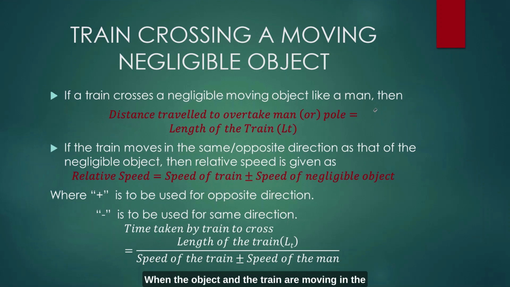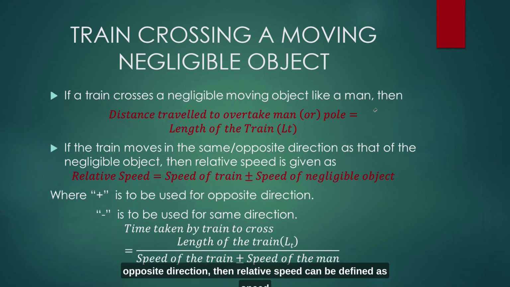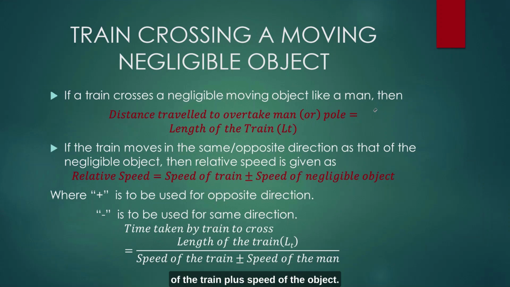When the object and the train are moving in the same direction, then the relative speed can be given as speed of the train minus speed of the object. When the object and the train are moving in the opposite direction, then relative speed can be defined as speed of the train plus speed of the object. So now we know distance traveled by the train to cross the object and the relative speed. Thus we can find the time taken by the train to cross a negligible object which is moving as distance traveled divided by speed, that is length of the train divided by relative speed. Let us solve a few examples to understand this.